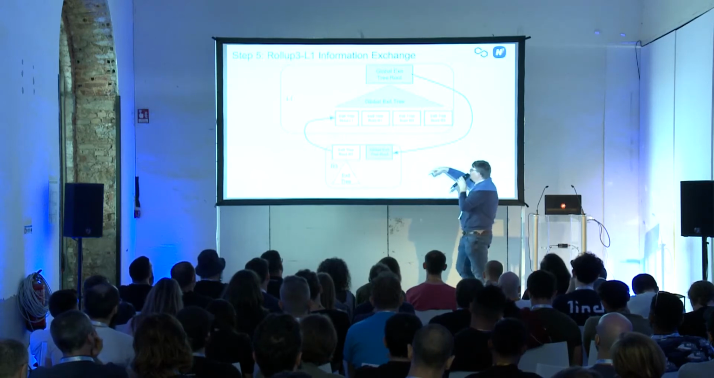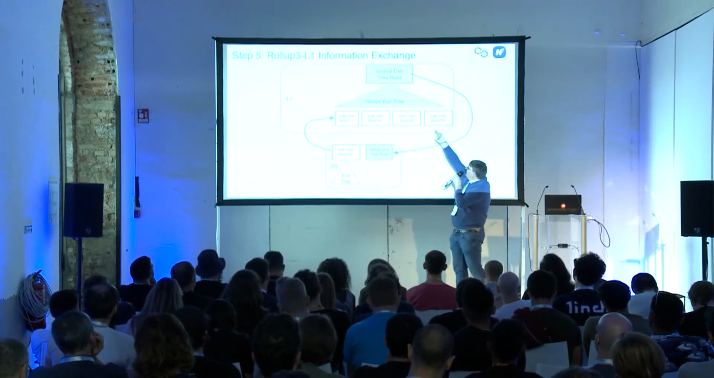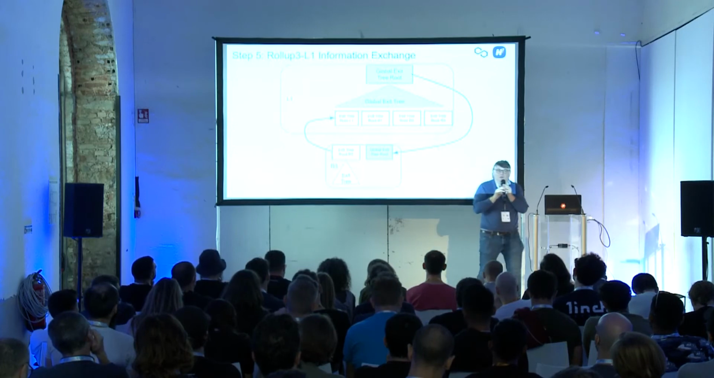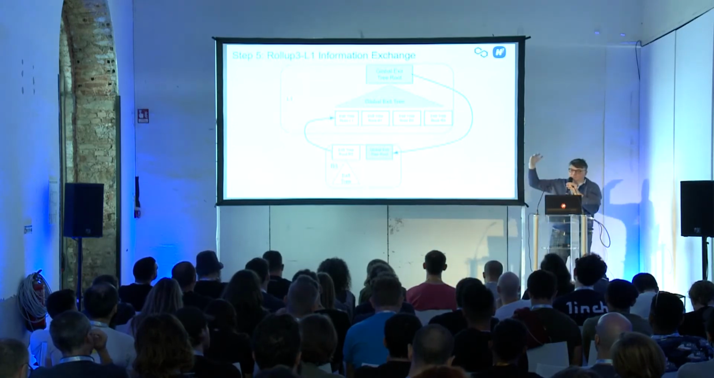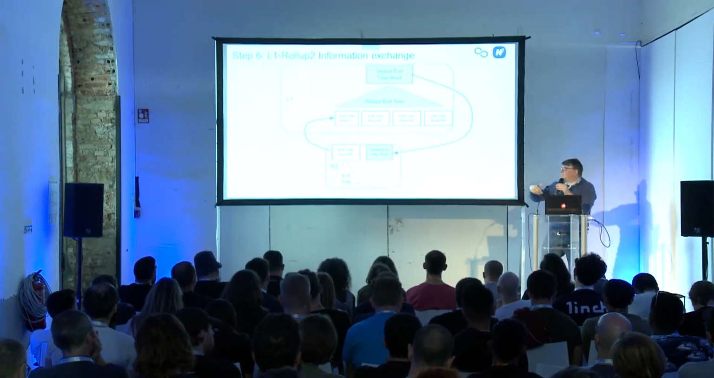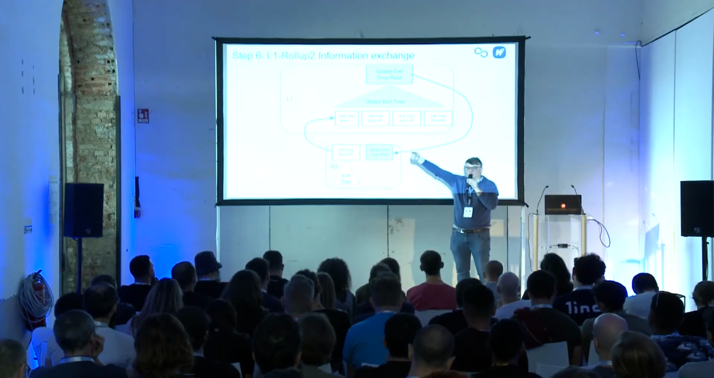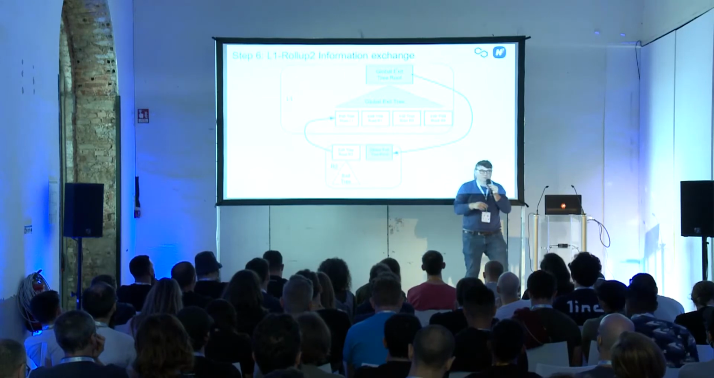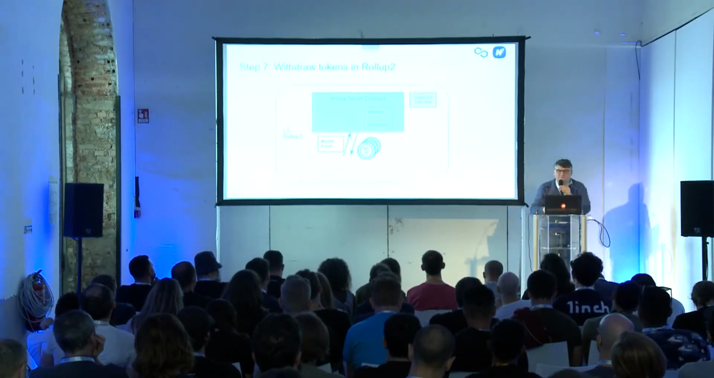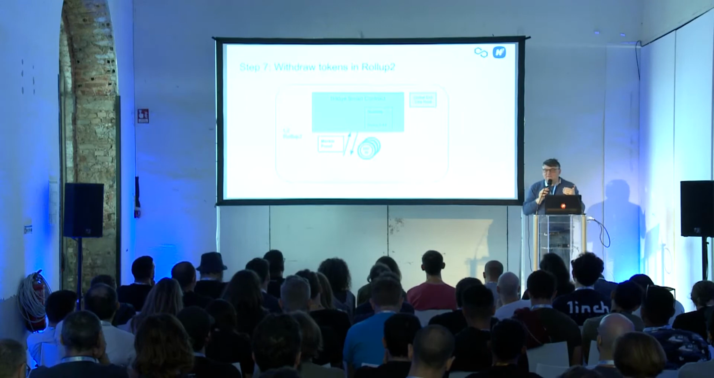So all this exit is stored in the global exit tree of the root. Okay, this is in for rollup 3. Then it happens exactly the same for rollup 2. We transfer this global state to rollup 2. And now we are in rollup 2 and we do exactly the same procedure.